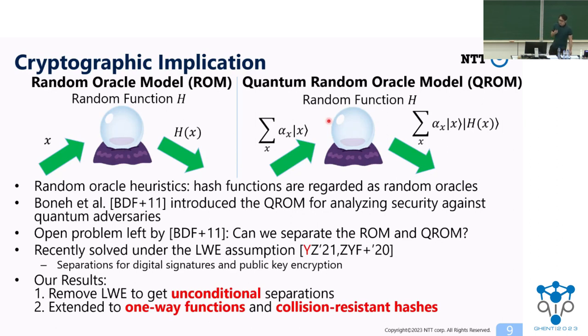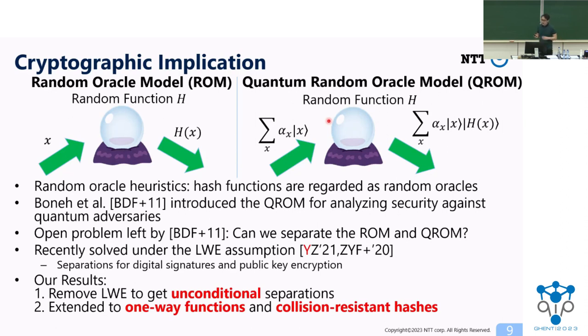On the other hand, the following very fundamental open problem was left by Boneh et al., the work that proposed the quantum random oracle model. The open problem was, can we separate the random oracle model and the quantum random oracle model? This means, is there any cryptographic protocol that is secure in the random oracle model, but insecure in the quantum random oracle model? And this open problem itself was recently solved by our previous work and also concurrent work by Zhang et al. In those works, we gave some examples of digital signatures and public key encryption schemes that were secure in the random oracle model, but insecure in the quantum random oracle model, assuming the hardness of the LWE problem. And this was the previous result.